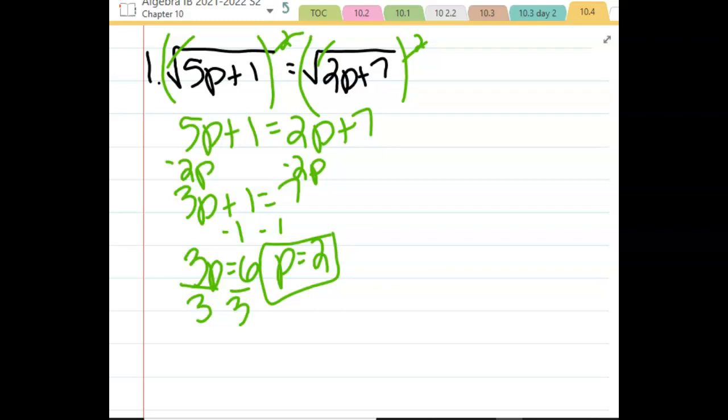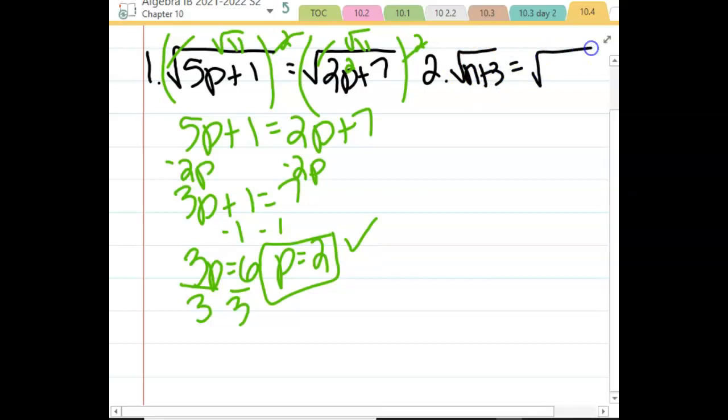So if I plug in 2, 5 times 2 is 10. 10 plus 1 is 11, so you get the square root of 11. We'll just leave it as the square root of 11. I just need to make sure it gives you the same thing on the other side. If I plug in 2, 2 times 2 is 4. 4 plus 7, I get the square root of 11 on both sides. Perfect.